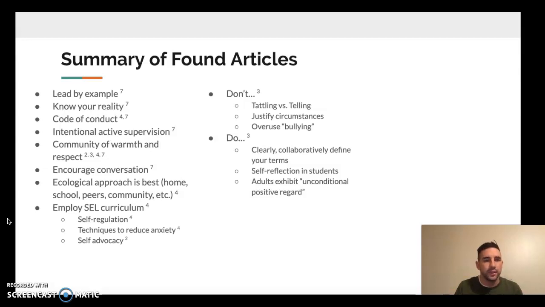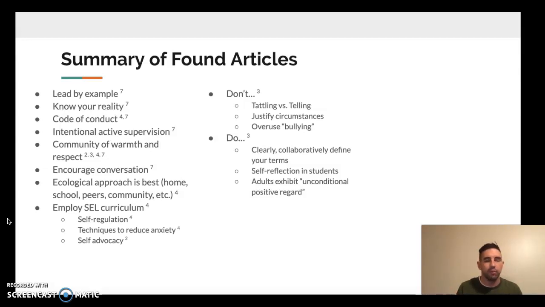The articles I used, some of them are very similar. You heard me already talk about that idea of leading by example. The second bullet I really thought was profound. One of the articles said, you should know your reality. You should be collecting data to see what's really going on in these walls, where is bullying happening and not happening, just like you would with academics: who are we serving well, who are we not, and how do we improve for those that we're not. Code of conduct you heard in the articles assigned, and then this idea of intentional active supervision. This is really going to be important when we look at the stats of where bullying seems to be occurring.